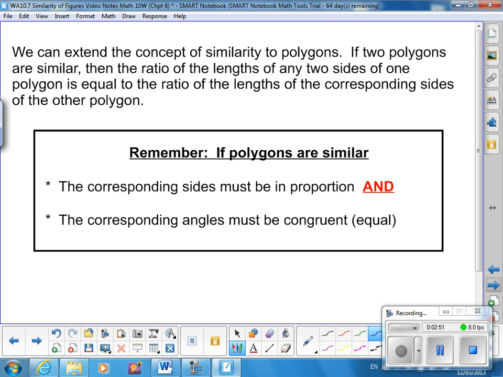We can extend the concept of similarity to all polygons. If two polygons are similar, then the ratio of the lengths of any two sides of one polygon is equal to the ratio of the lengths of the corresponding sides of the other polygon. Remember, if they are similar, the corresponding sides have to be in proportion, and the corresponding angles have to be congruent. So we have to check two parts, not just one, to determine that they are similar.